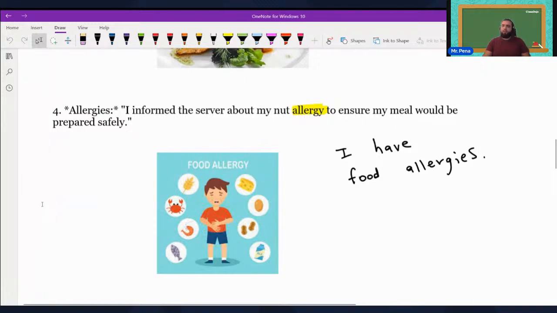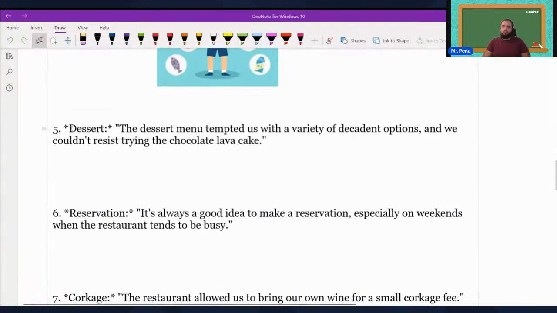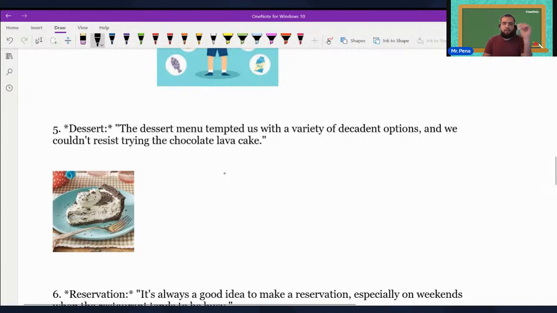Good job. Now we're going to go on to dessert. This is a fairly easy word. It's a fun word. People love dessert. Remember that dessert goes last. Dessert goes last. So let's have 2 sentences. Dessert goes last.